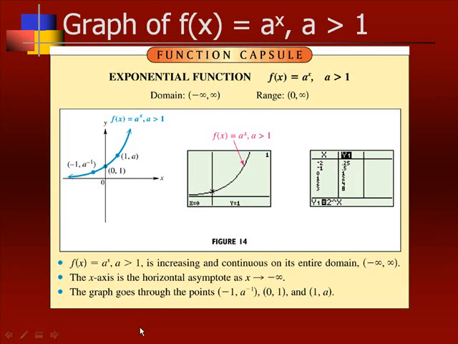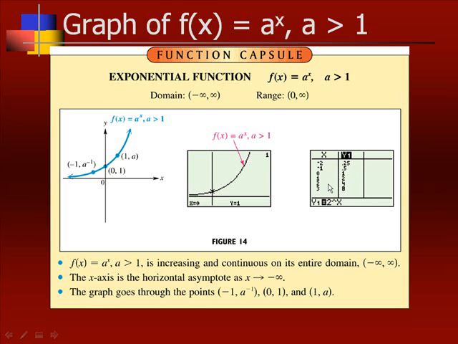Now, if we're looking at the graph of the exponential function a to the x, for a greater than 1, that means the base is greater than 1. Then the domain is from negative infinity to infinity, and the range is from 0 to infinity. Your graph starts over in the second quadrant and rises up to the first quadrant. If you put it in your calculator, you get a graph like this middle picture. And if you look at a table, this is the graph for 2 to the x power, then you get some table values.